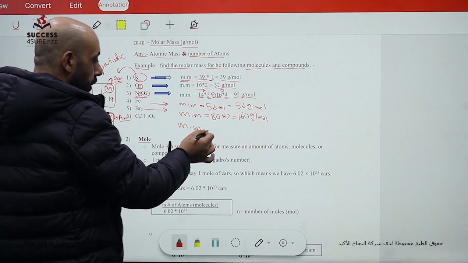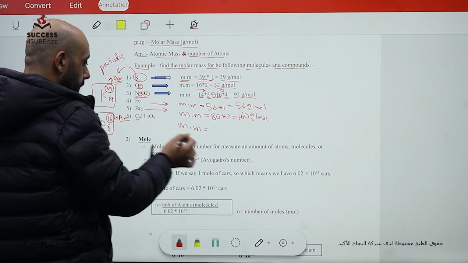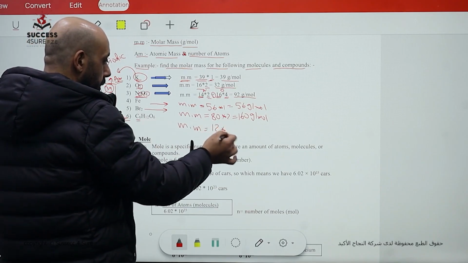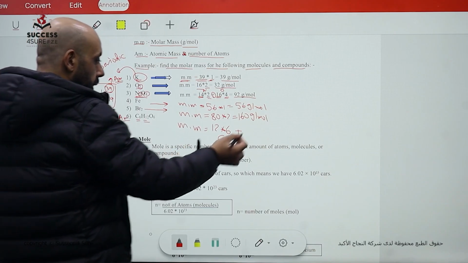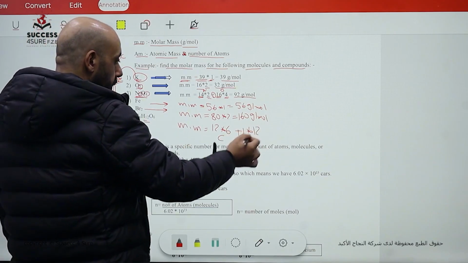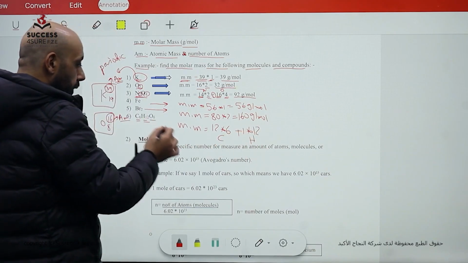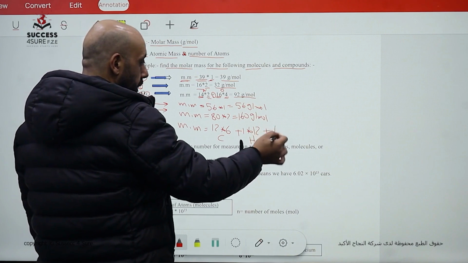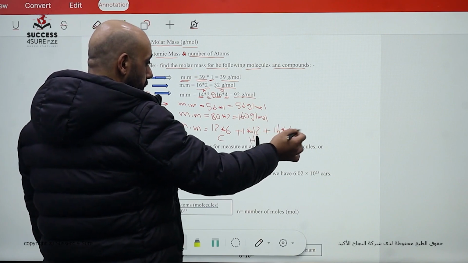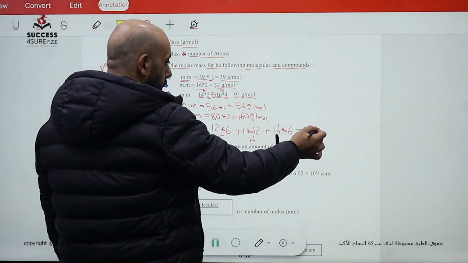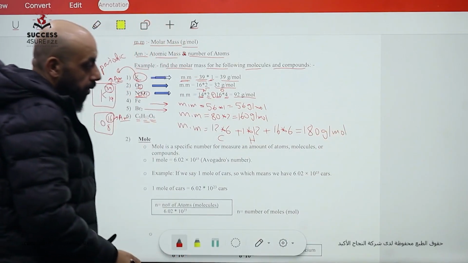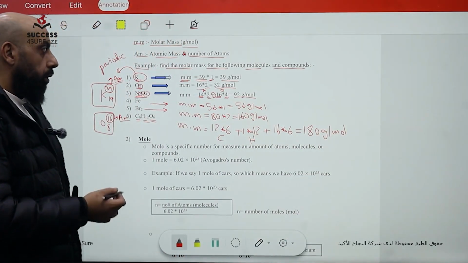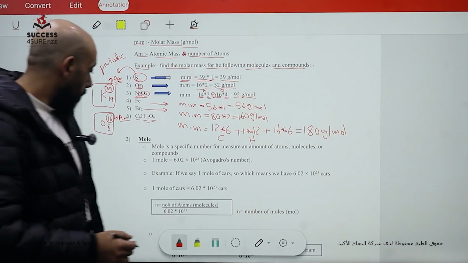C6H12O6. For carbon, it's going to be 12 times 6. This is for carbon. Plus, for hydrogen, it's going to be 1 times 12. This is for hydrogen. And for oxygen it's going to be 16 times 6, which equals 180 gram per mole. This is the first thing we talked about, the molar mass or the molecular mass.